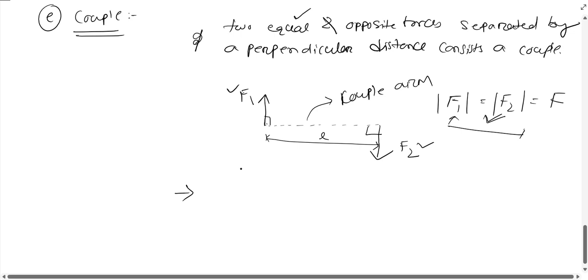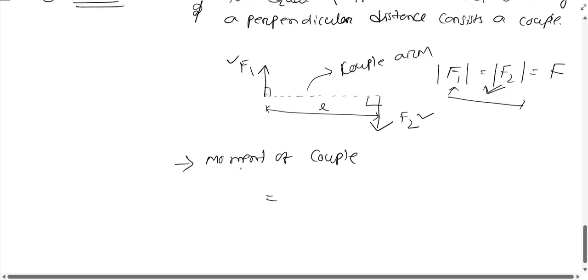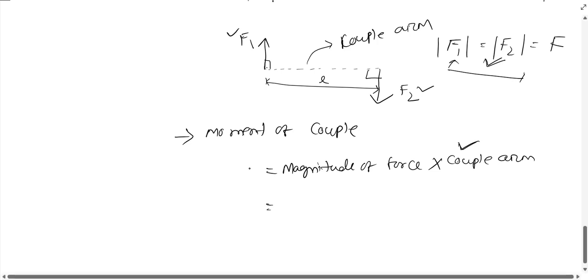So couple को मैथमेटिकली हम कैसे दिखाते हैं, by the help of moment of couple. Moment of couple is equal to magnitude of force into couple arm. So moment of couple is the product of magnitude of force into couple arm, that means the length of the perpendicular distance. So that is F into L. This is the moment of couple.